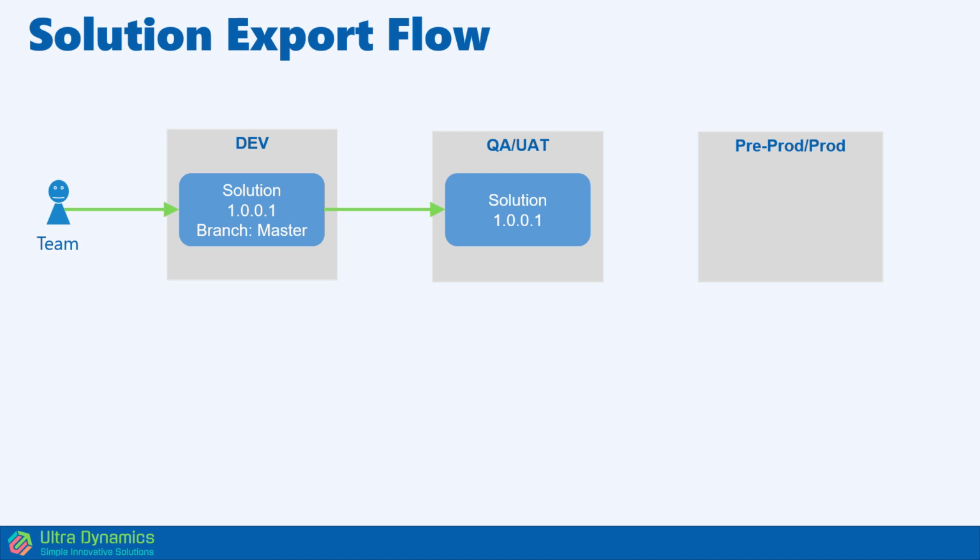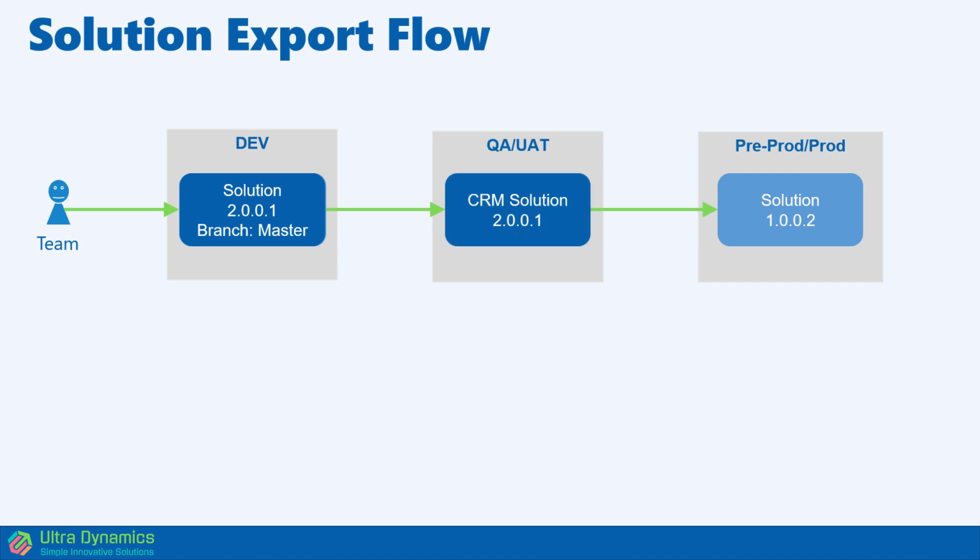Once the team is happy with it, let's assume this is version 1.0.0.2, we import the solution into production. Now the team can start to work on the next release. So we will increase the major or minor version of the solution. In this scenario, the team will increase the version to 2.0. Same cycle will now continue to promote the changes from dev into prod.